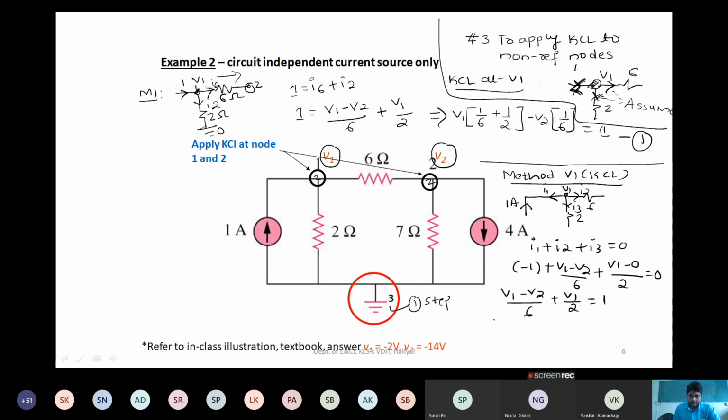If you rewrite this, you get the same thing: V1 multiplied by 1 by 6 plus 1 by 2, then minus V2 multiplied by 1 by 6, equal to 1. Okay, so both are the same. Is that clear to everyone? If you have any questions, you can unmute and ask.